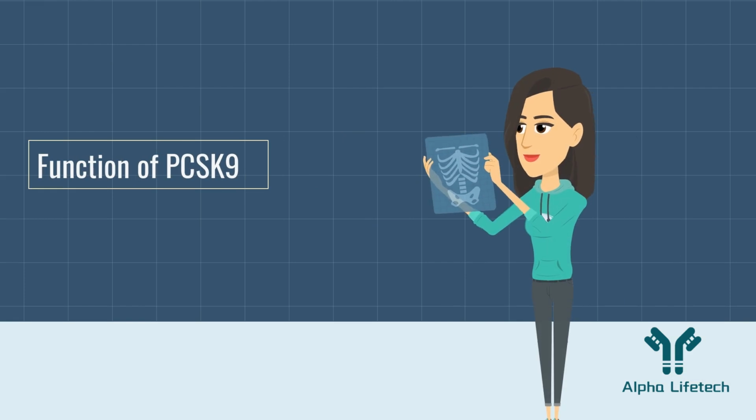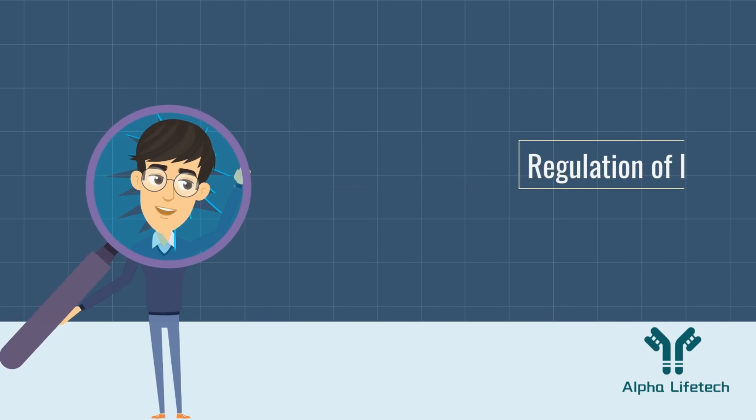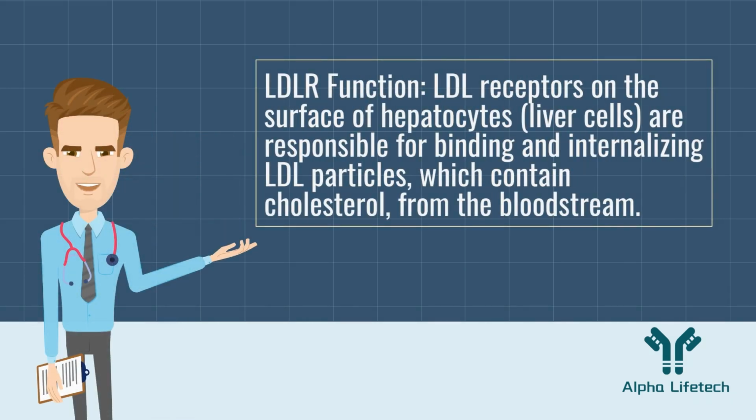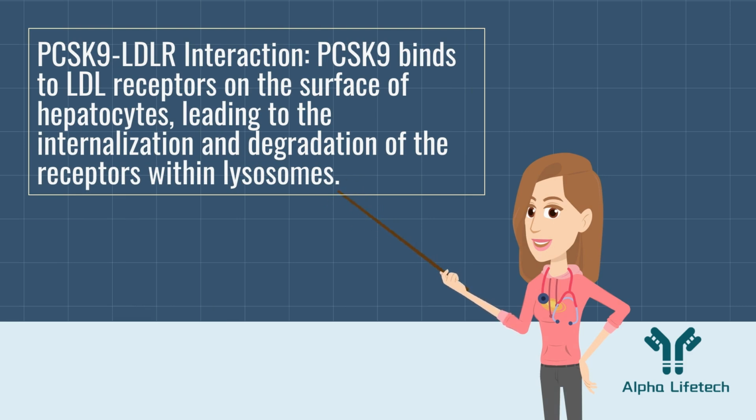Function of PCSK9. Regulation of LDL receptors, LDLR. LDLR function: LDL receptors on the surface of hepatocytes, liver cells, are responsible for binding and internalizing LDL particles, which contain cholesterol, from the bloodstream. PCSK9 LDLR interaction: PCSK9 binds to LDL receptors on the surface of hepatocytes, leading to the internalization and degradation of the receptors within lysosomes.